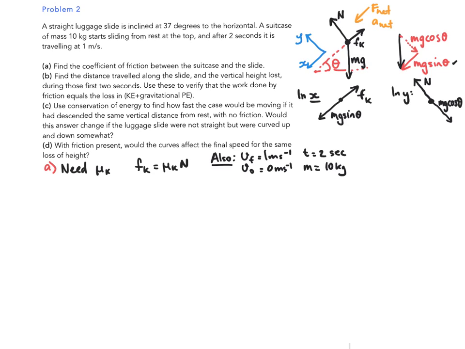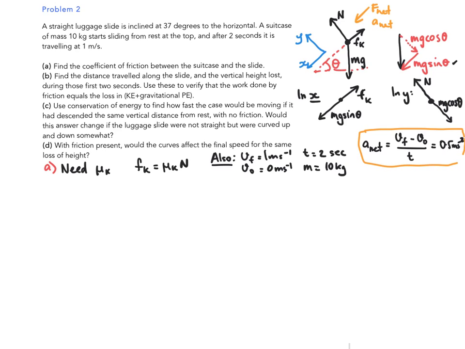So we can find out what our net acceleration is down the plane. We can use one of our equations of motion: a net equals Vf minus V naught over t. That comes out to be 1 minus 0 over 2, which is a half, 0.5 meters per second squared. So that's some useful information that we're going to have to use later.